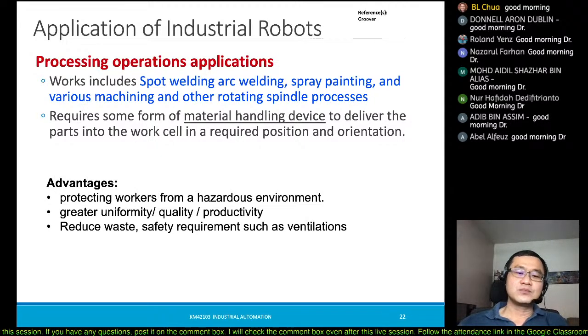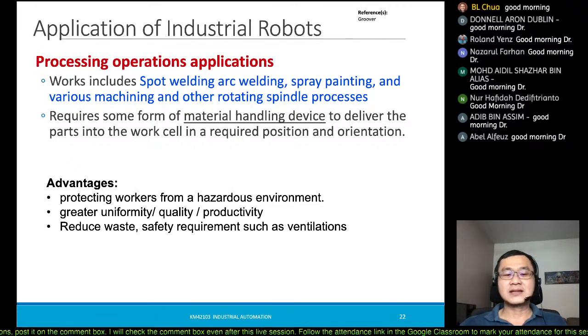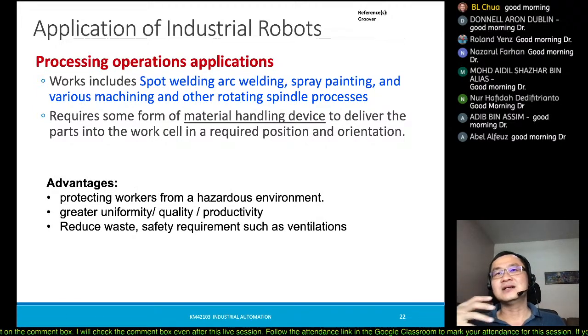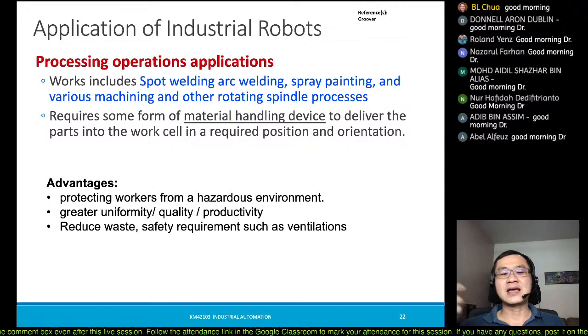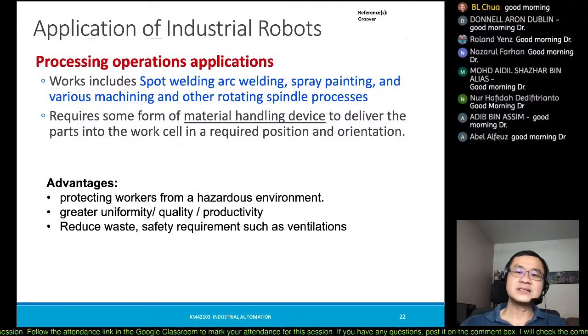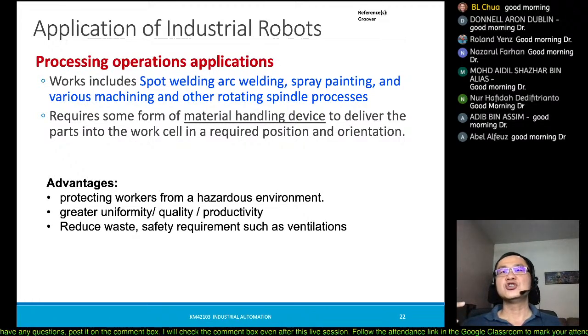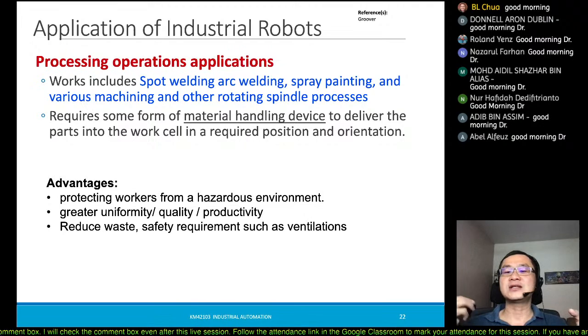So the advantages again would be to protect the human from a hazardous environment, better quality, productivity, and uniformity in terms of welding and spray painting. Also, because of the materials involved, you can reduce waste, as robots are more efficient. When they stop in between, they may not waste a lot, like humans. Also, since we are dealing with robots, the safety requirements are reduced, such as ventilation. In the robot work cell, you don't need to provide ventilation suitable for humans to operate.